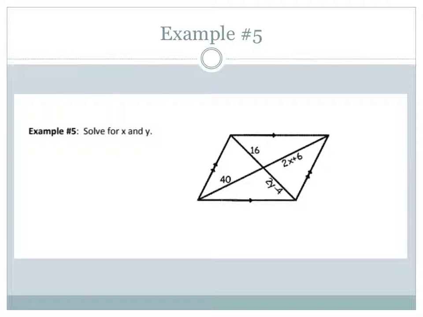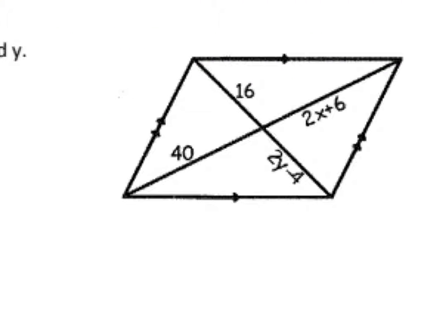All right, ladies and gentlemen, what do we know? 40 is equal to 2X plus 6. What else do I know? 16 is equal to 2Y minus 4. Okay, so if I ask you very nicely to solve for X and Y, how do we do that in terms of this problem? 2X plus 6 equals 40, and 2Y minus 4 equals 16.